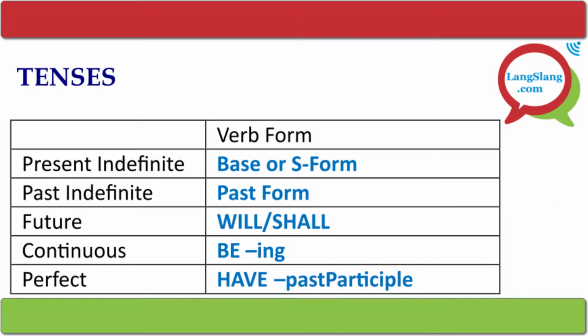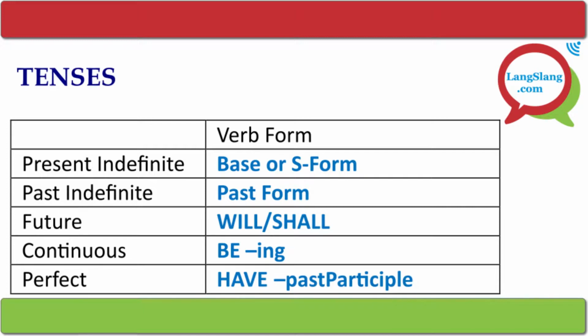If it is present continuous, you will be using the present form of the be, is, am, or are. If it is past continuous, you will be using the past form of the verb be, that is was or were. If it is future continuous, you will be starting with will and then be and ing form. In the same way, if it is present perfect, you will be using the present form of the have, that is have or has. If it is past perfect, you will be using the past form of the have, that is had.